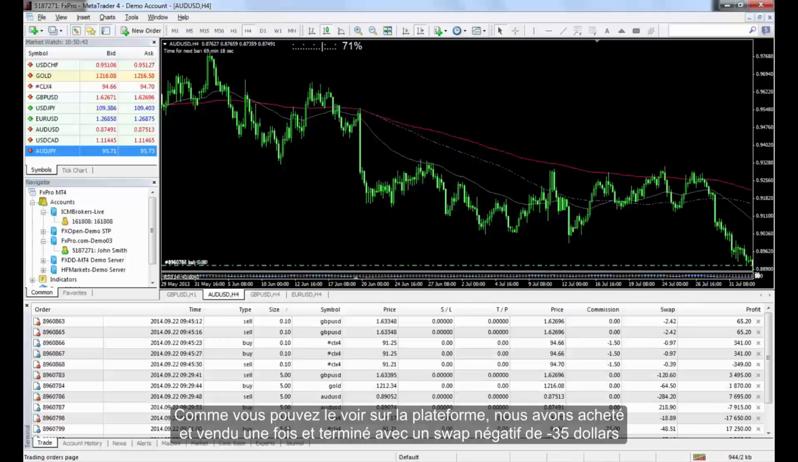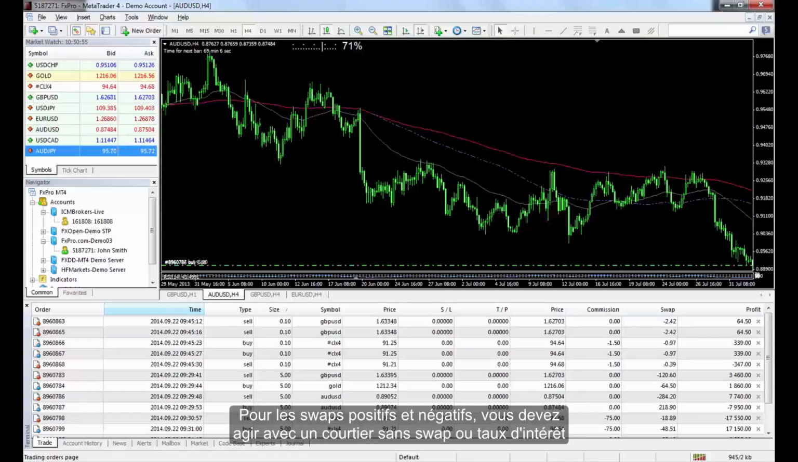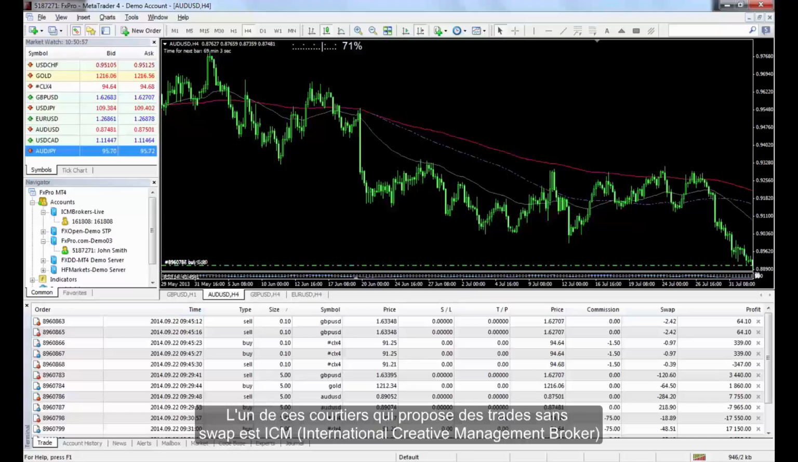As you can see from the platform, we have bought and sold once and ended up with a negative swap of minus $35 and a positive swap of $27. So, to gain a profit, you have to deal with a broker with swap. For positive and negative swaps, you have to deal with a broker with swap free or interest rate. One of the brokers who offers swap free is ICM, International Creative Management Broker.